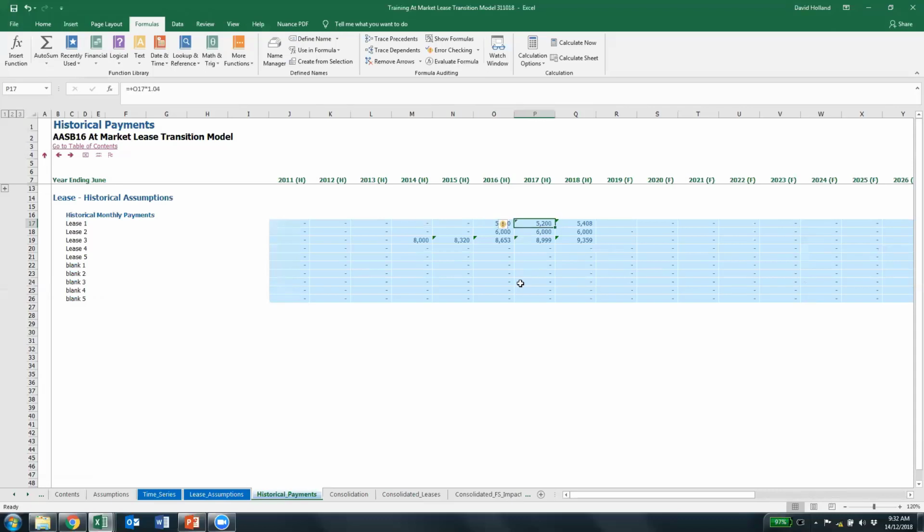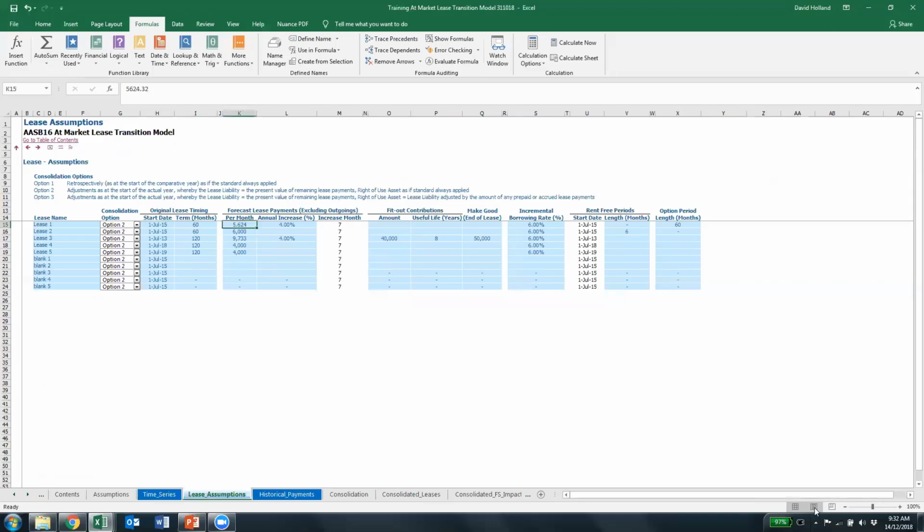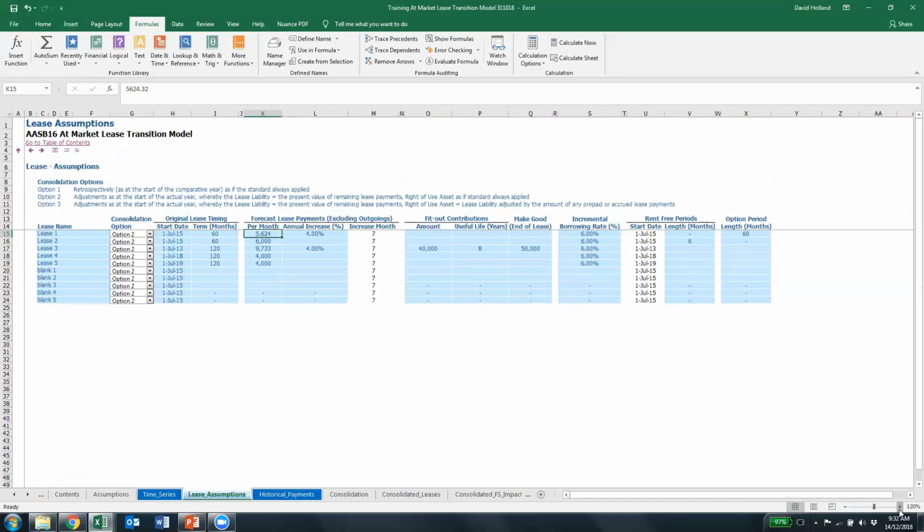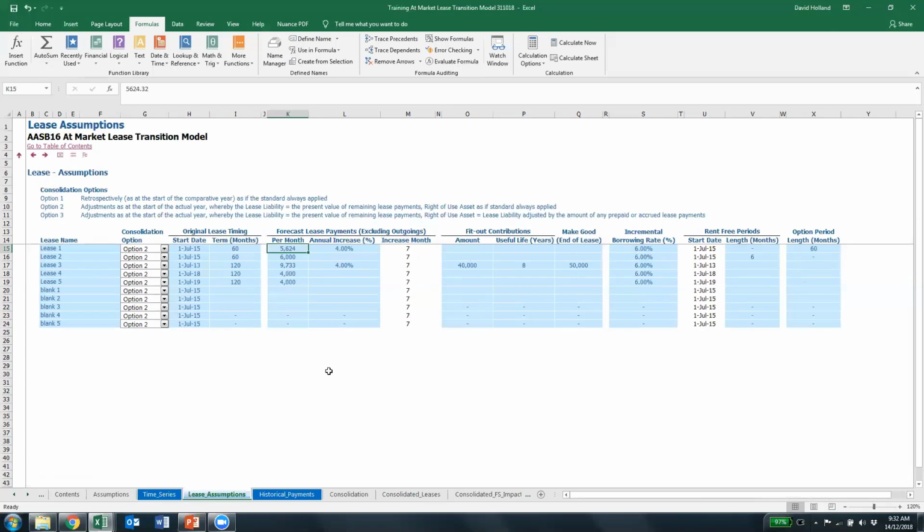The payment went up by 4% in 2017. So in June 2017, the payment was $5,200. In June 2018, the payment went up another 4%, $5,408. And in the lease assumptions tab, the per month payment is for July 2018.